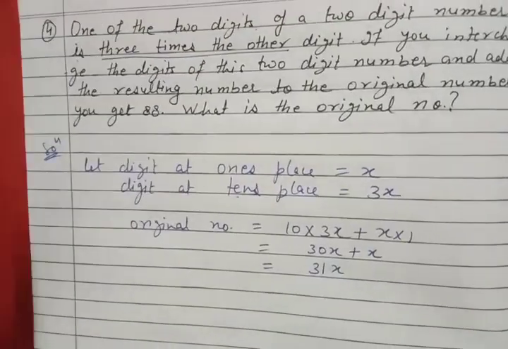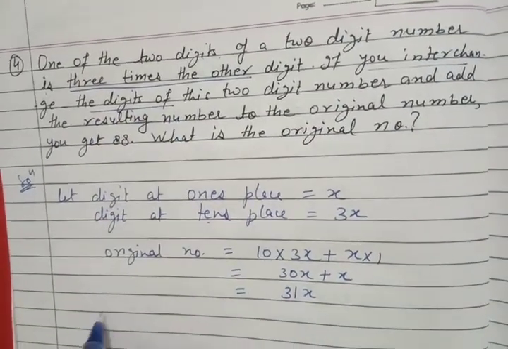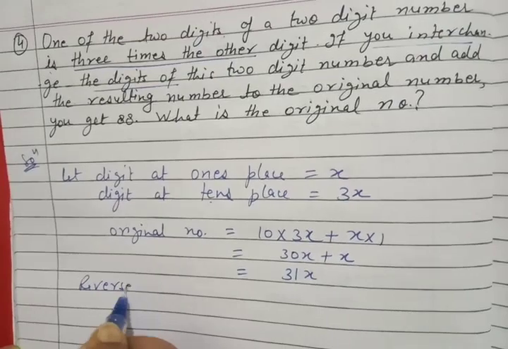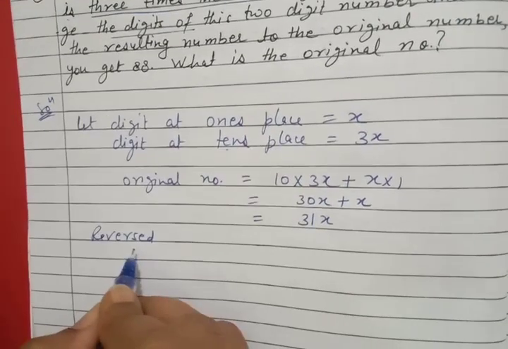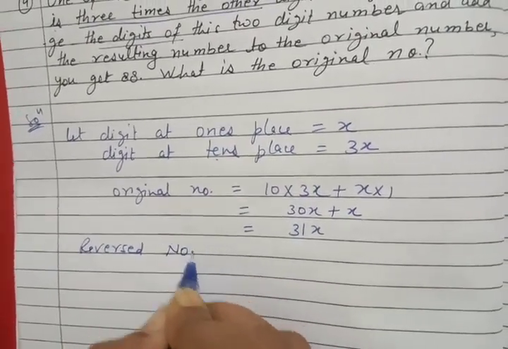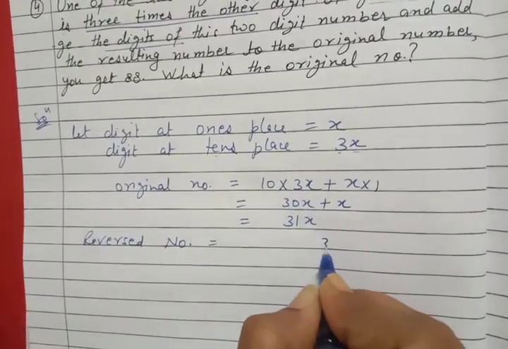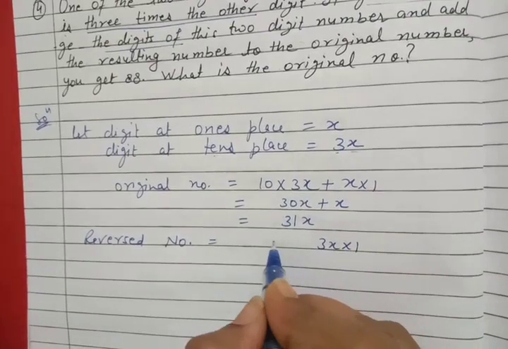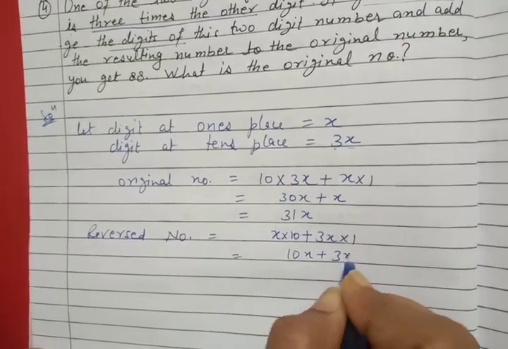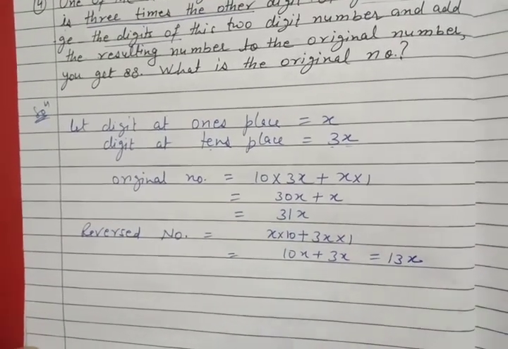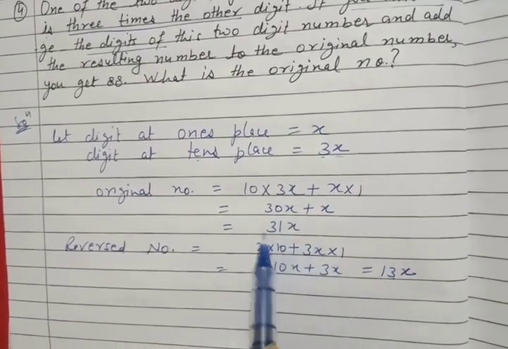Next is, if you interchange the digits, directly I am writing, you can also write in exam. That third question was the explanation, that's why I explained over there. Now you understood, that's why I am writing directly. Reverse number is equal to, just interchange these two. This will be ones place, so 3x into 1, and this will be tens place, multiply it with 10, and you will get 10x plus 3x, which is equal to 13x. So reverse number is 13x and original number is 31x.